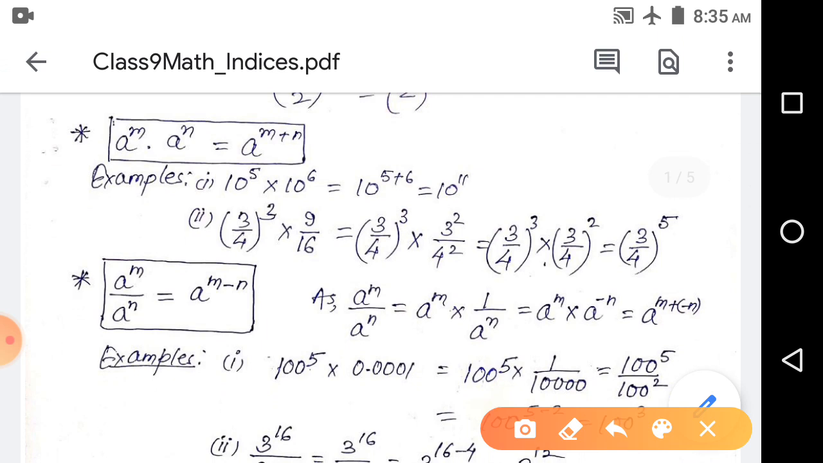10 to the power 5 is multiplied with 10 to the power 6, same base 10. Then with the base 10 we will add the integer exponents, and what did we get? 10 to the power 11.